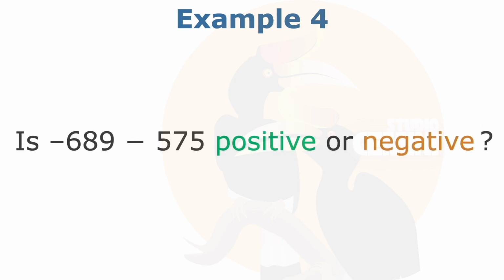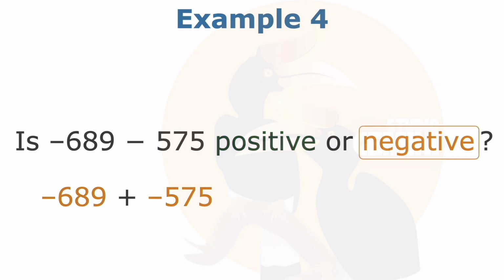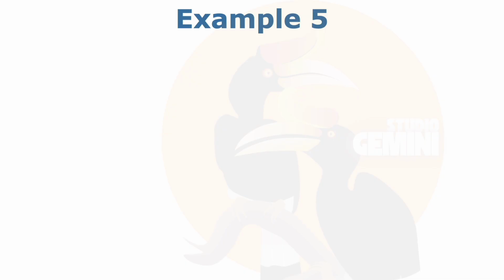Our last problem of this type is negative 689 minus 575. Remember, for subtraction problems, we rewrite them as addition first. This becomes negative 689 plus negative 575. Since we are now adding integers with the same sign, we would add their absolute values and give the sum the same sign of the numbers we added. Since both integers are negative, we know our sum will be negative. Now, let's find the sum or difference of some addition and subtraction problems using the rules we just learned.